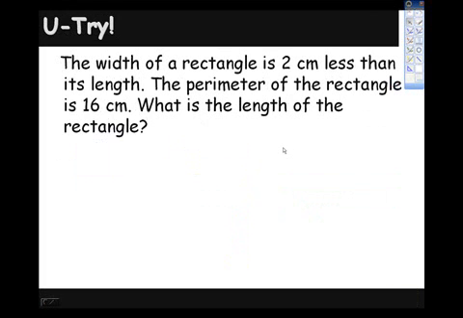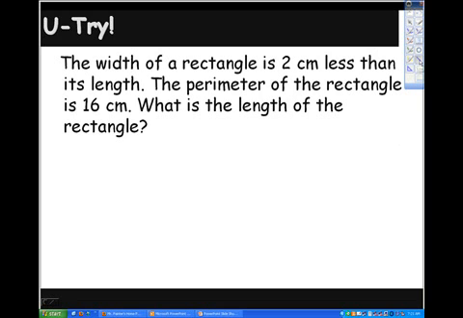Here's a U-try. The width of a rectangle is 2 centimeters less than its length. The perimeter of the rectangle is 16. What's the length of the rectangle? Go ahead and pause the video and give this a try. All right, when I do these, again, I like to draw a picture to help me think, just to organize information.